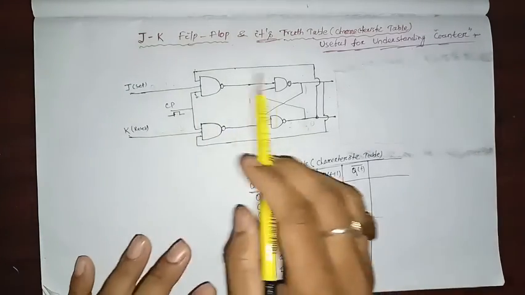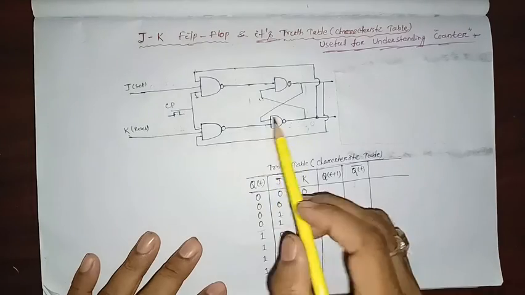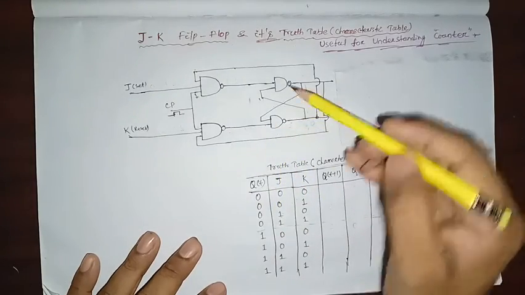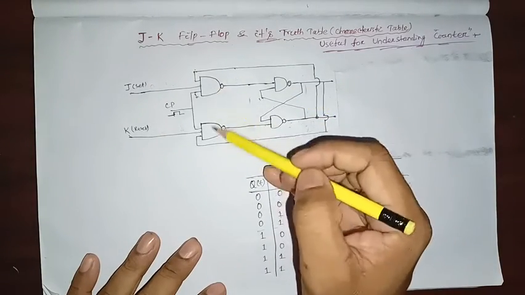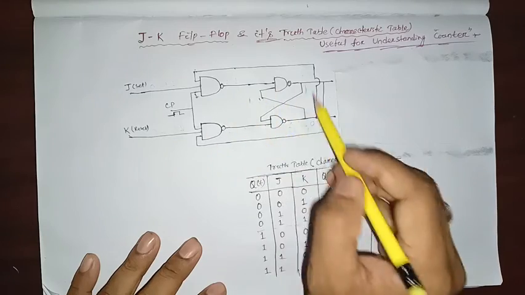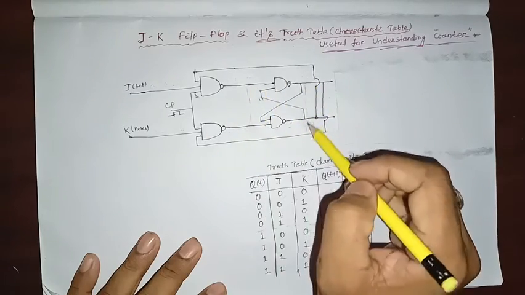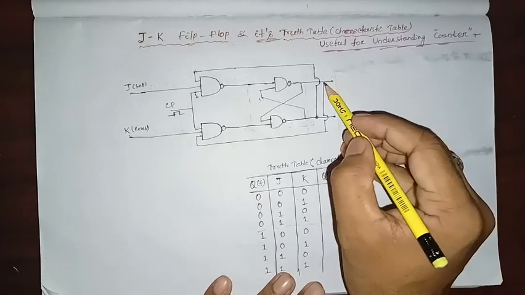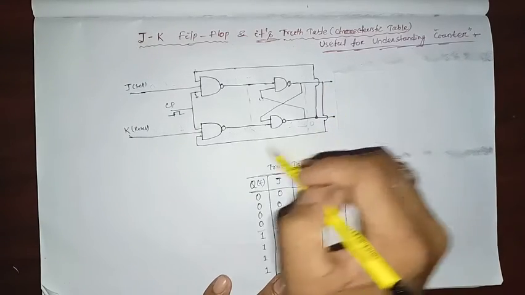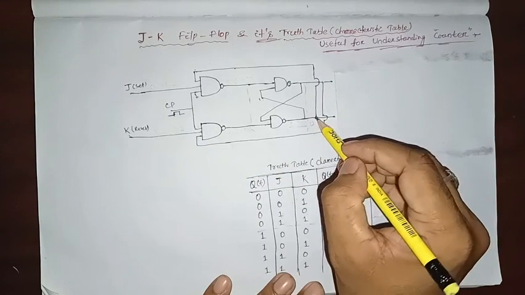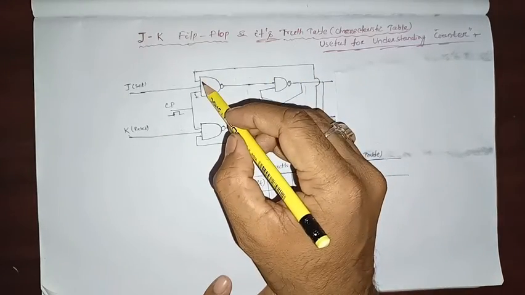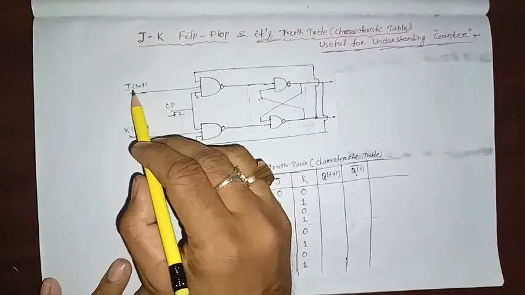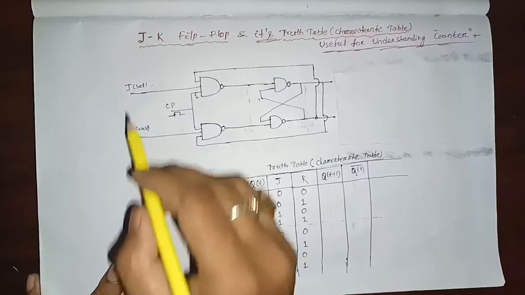So here the JK flip-flop is constructed with the help of NAND gate latch, and here another two NAND gates are attached with this latch. Okay, this is the NAND gate latch. So here the output of this one is connected with this NAND gate, output of this one connected with this NAND gate. So here this is your J and K value we are going to consider.